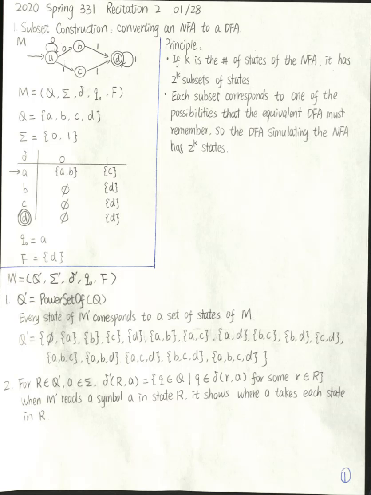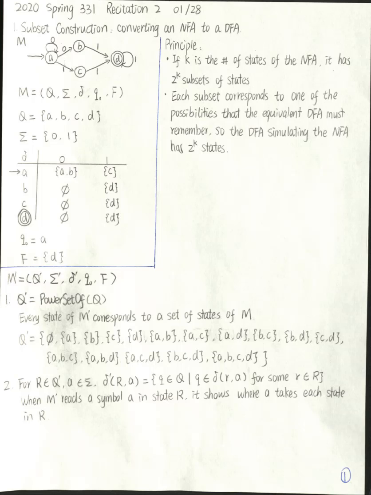In this section, I'd like to introduce the subset construction algorithm to convert an NFA to an equivalent DFA by running two examples. In the first example, the NFA has no epsilon transitions, and in the second one, the NFA has epsilon transitions.